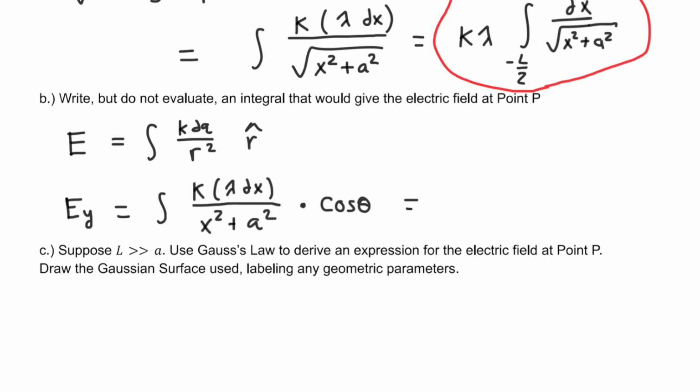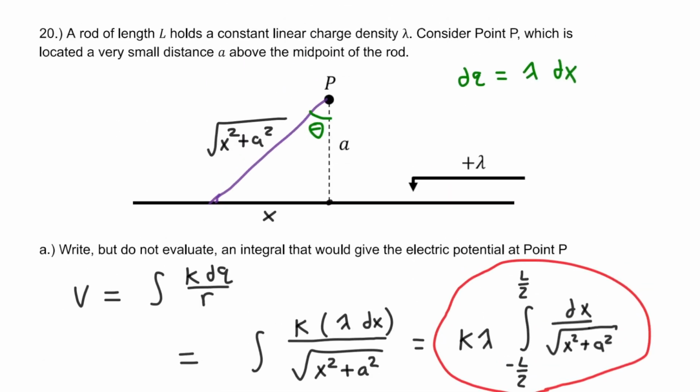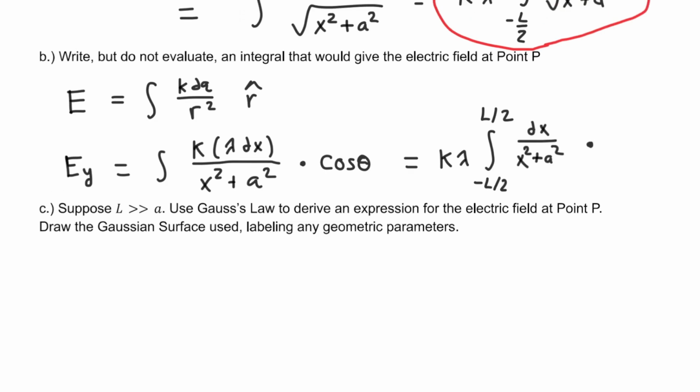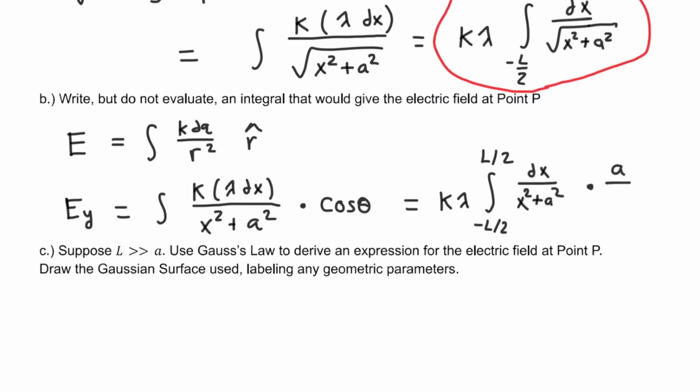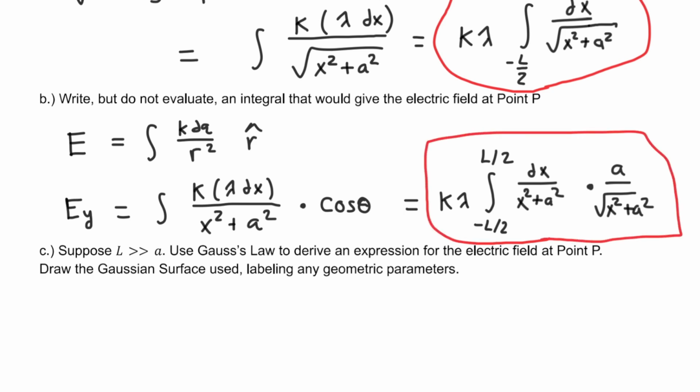So then, just simplifying, I would get k lambda times the integral from negative L over 2 to positive L over 2 of dx over x squared plus a squared, times cosine theta. And cosine is adjacent over hypotenuse, so I get the adjacent side, which was a, because it touched my angle. And then the hypotenuse would be x squared plus a squared. We could simplify this a further step, but as you can see, I ran out of space, and this is a complete answer anyway. So we'll just keep this.